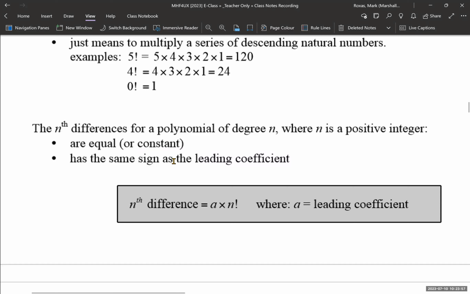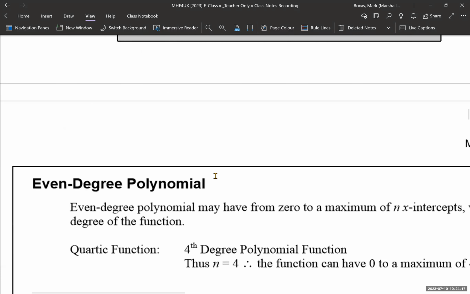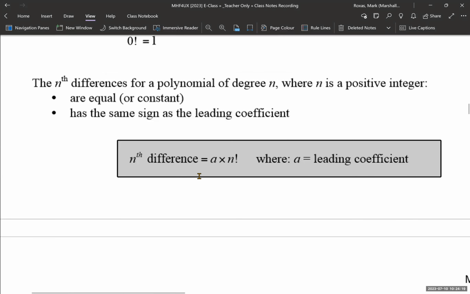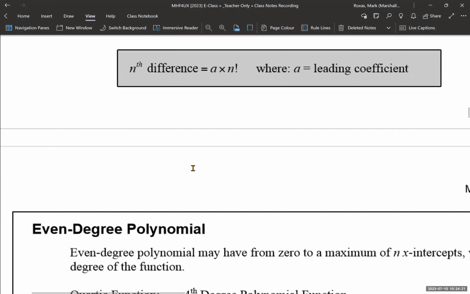And with that in mind, I'm introducing this little formula: the nth difference, like your first or second difference, that constant value, is going to equal the leading coefficient a of that polynomial times n factorial, where n is the degree. All right. Now we're going to see for ourselves in some examples how this works. So hold on to that for now.